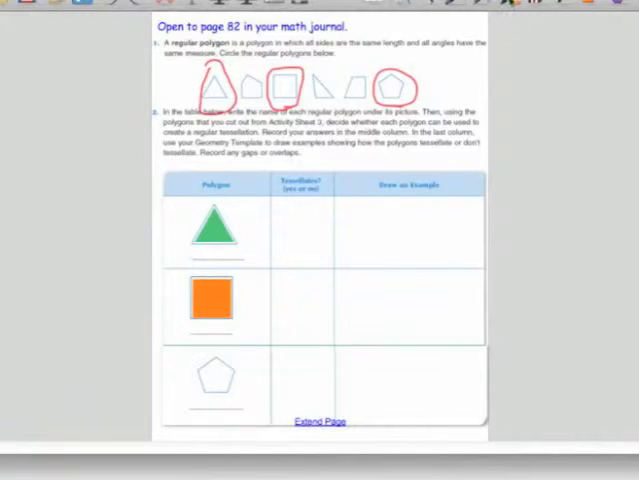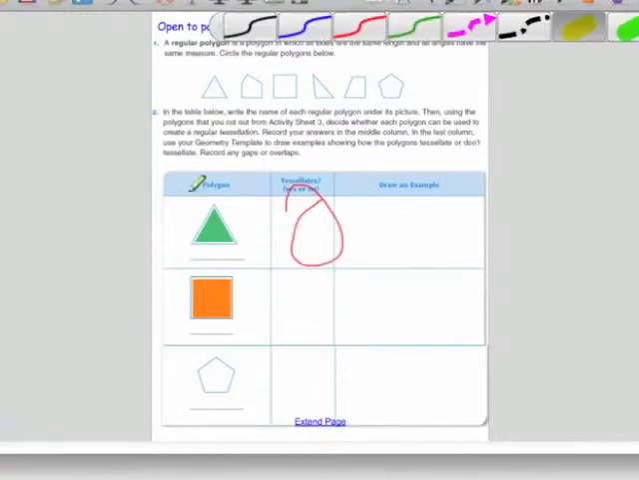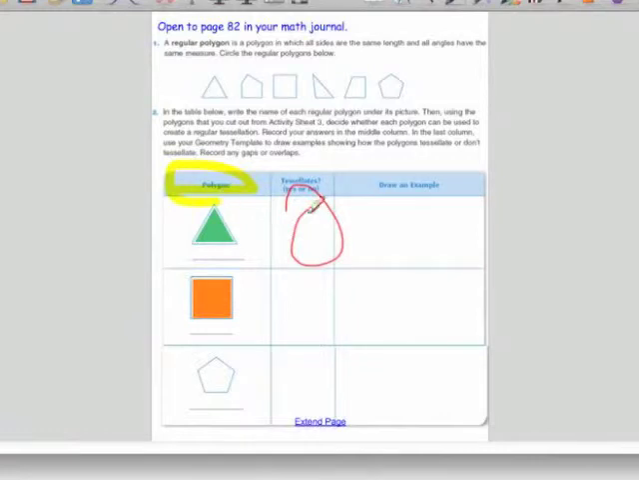Okay, now down below here it says, in the table below, write the name of each regular polygon under its picture. This in your book. Tell me the name of the polygon. Tell me, can it make a tessellation, yes or no? And then this part you can do the drawing, the example. You can either do it with blocks if you'd like blocks, or you can do it in your iPad. But you need to use these shapes and decide, can you make a regular tessellation with no gaps and no overlapping? Go ahead and do that now.